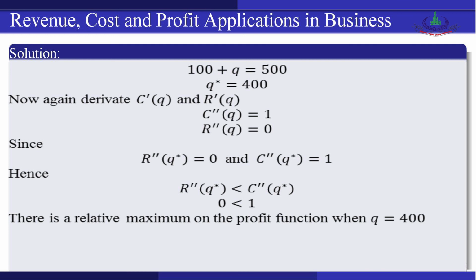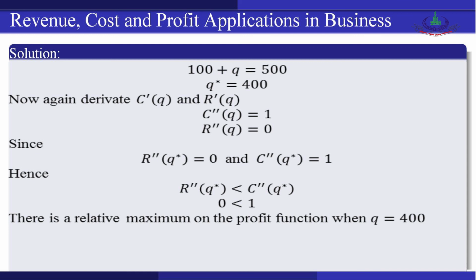Since R double prime of Q is 0 and C double prime of Q is 1, we get R double prime of Q star is less than C double prime of Q star, that is given by 0 less than 1. Therefore, there is a relative maximum on the profit function when we take Q is equal to 400.